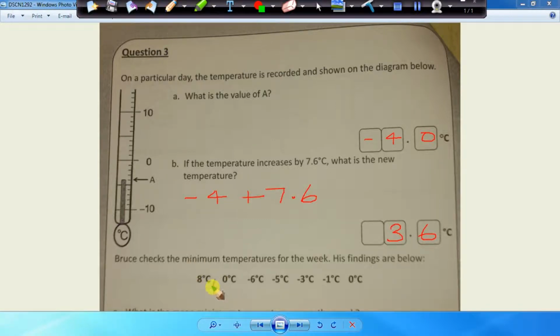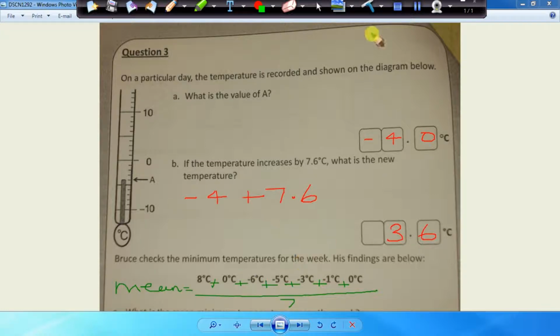So here are the numbers. We add this number, add that number, add that number, add that one, and then we're going to divide it by how many days there were in that particular week. So what are we going to divide it by? How many numbers do we have? 1, 2, 3... 7. So that will give you the mean. We've got to work out the mean minimum temperature.